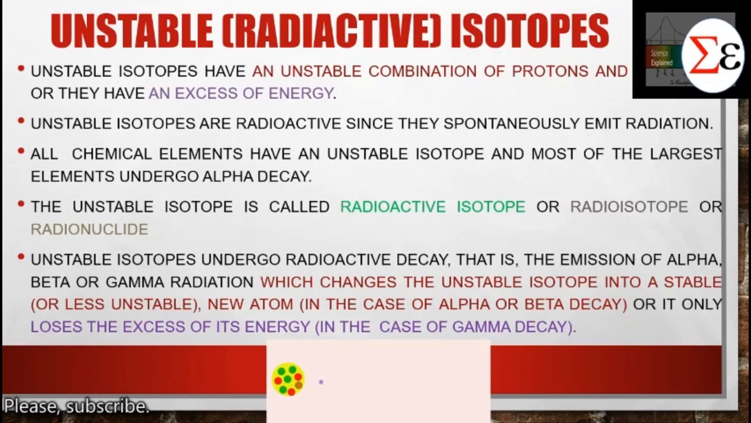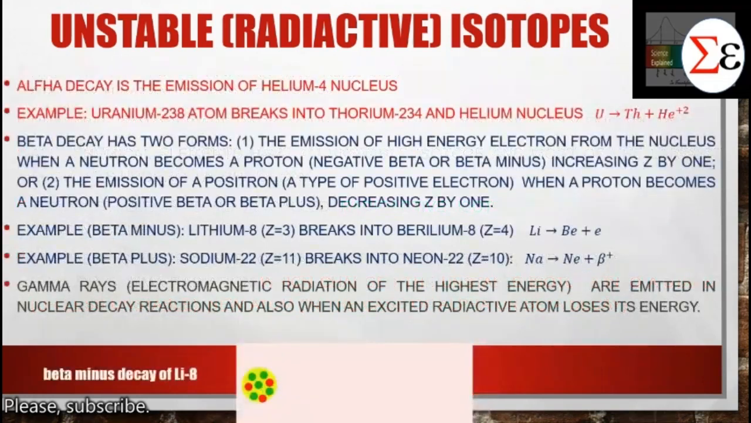All chemical elements have an unstable isotope, and most of the largest elements undergo alpha decay. The alpha decay is the emission of a helium-4 nucleus. For example, uranium-238 breaks into thorium-234 and a helium nucleus.